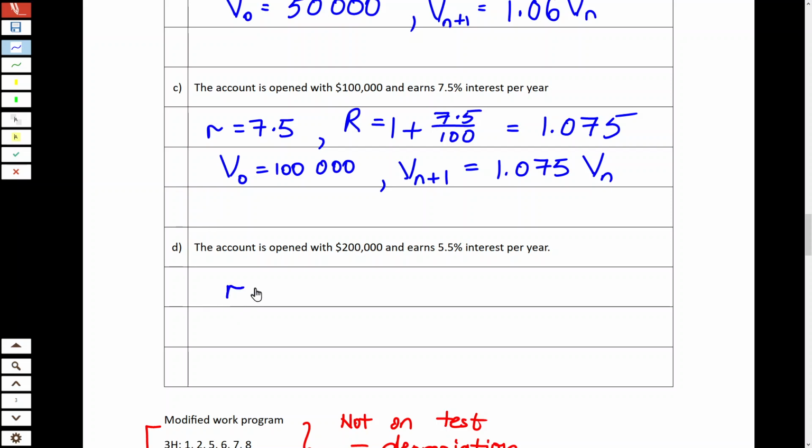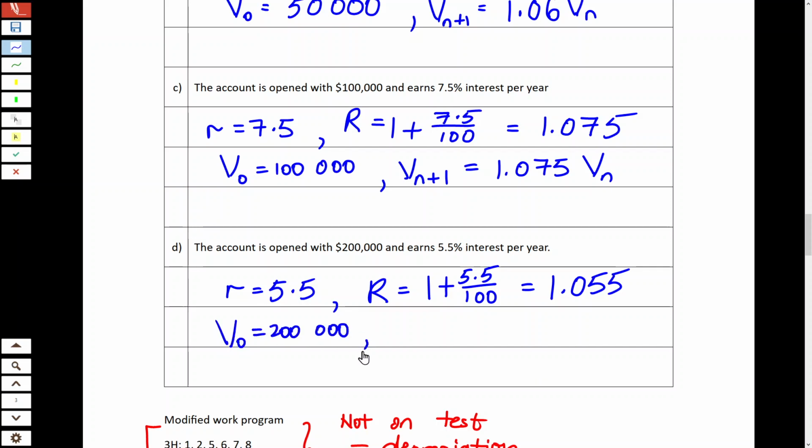Little r is 5.5. Yep. Big R is 1 plus 5.5 percent, and it equals 1.055. Good. You can continue or you can handball to someone else. I can continue. Okay, what's V naught? 200,000. And then it's Vn plus 1 equals 1.055 Vn. You need the Vn at the end.